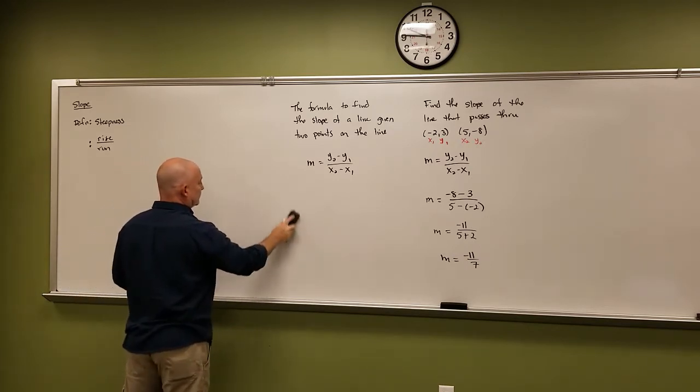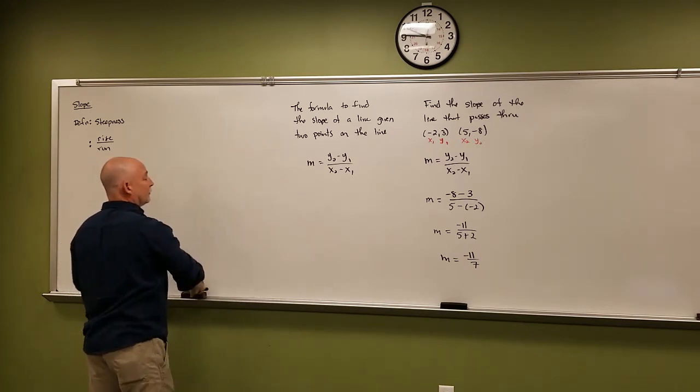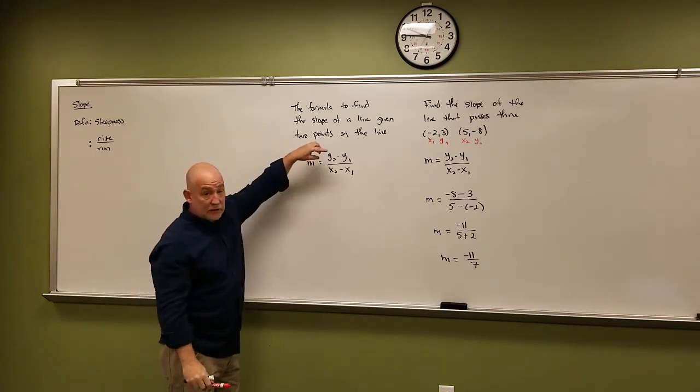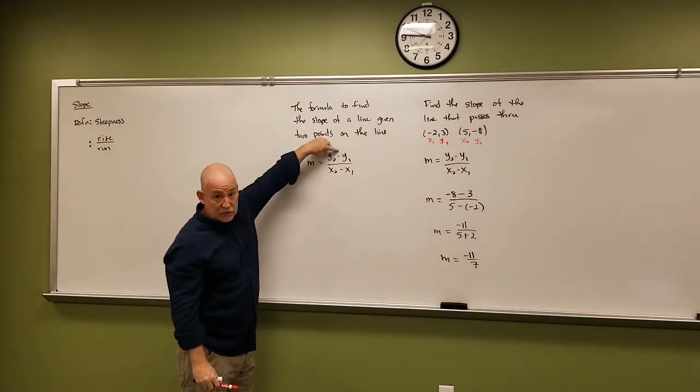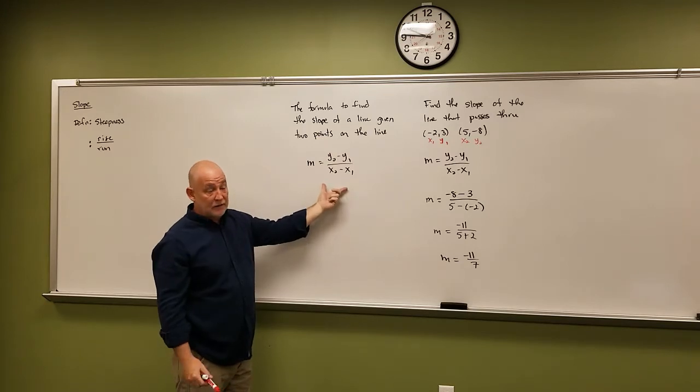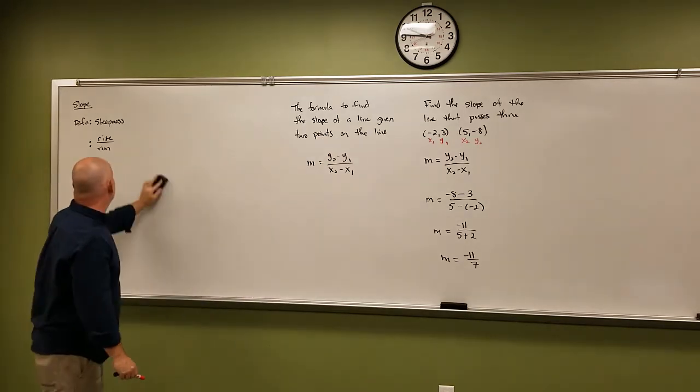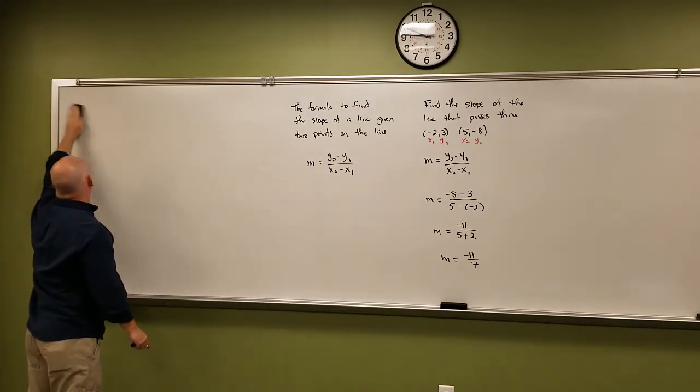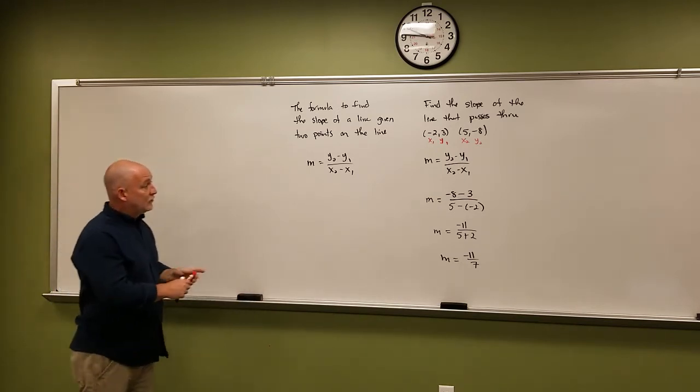Now, just for some terminology's sake, in case you hear this in the future, a lot of times a textbook or a teacher will call this the change in y over the change in x. It's just another way of saying the exact same thing. All right, so finding the slope of the line is pretty easy. We're going to use our formula.